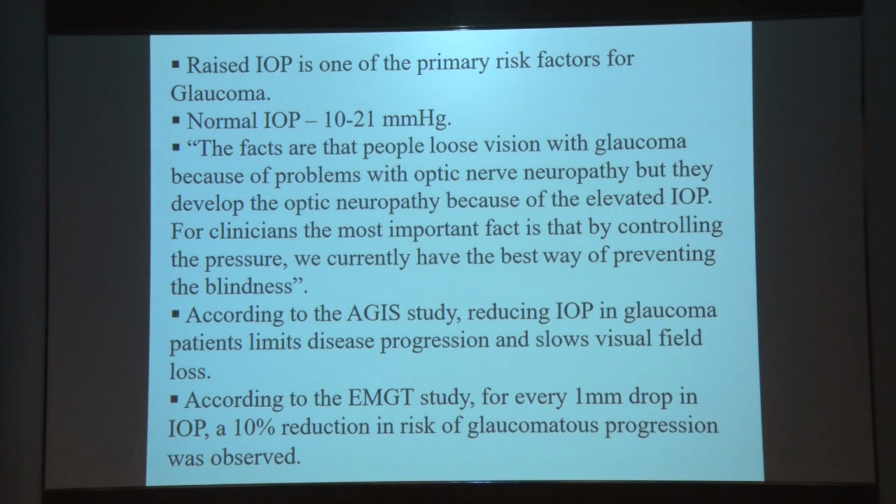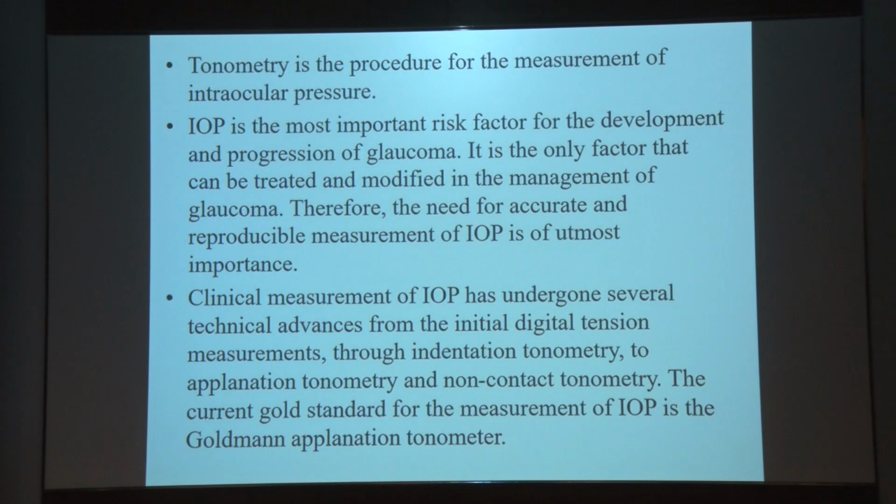According to the Advanced Glaucoma Intervention Study, reducing IOP in glaucoma patients limits disease progression and slows down visual field loss. According to the Early Manifest Glaucoma Trial, for every 1 millimeter drop in IOP, a 10% reduction in risk of glaucomatous progression was observed.